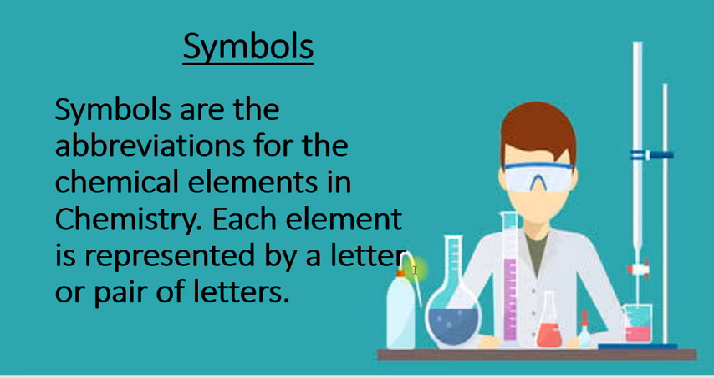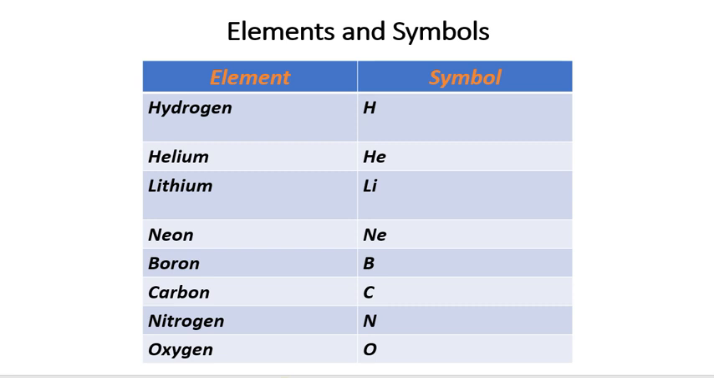So symbols are the abbreviations for the chemical elements in chemistry. Each element is represented by a letter or pair of letters. So it is easy to write, assemble and use them. So they converted them into symbols. Here are some symbols of the elements. I have taken these symbols from your textbook, and you can see over here, I have split them up into three different tables.